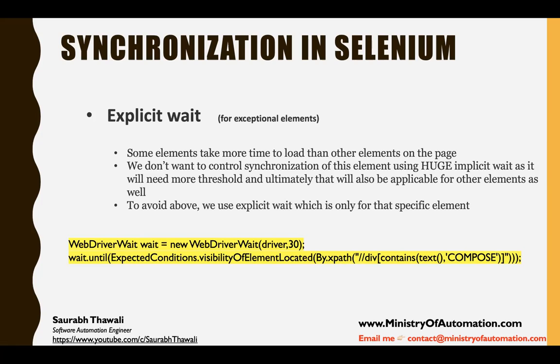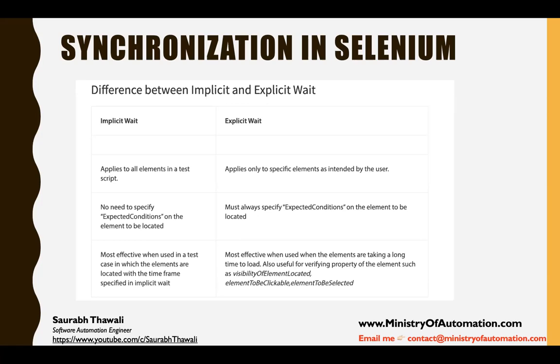So that explicit wait will be applicable only for that element and not for the rest of them. For the rest of the elements, we are still handling them using implicit wait. So let's see the difference. What is the difference between implicit wait and explicit wait?